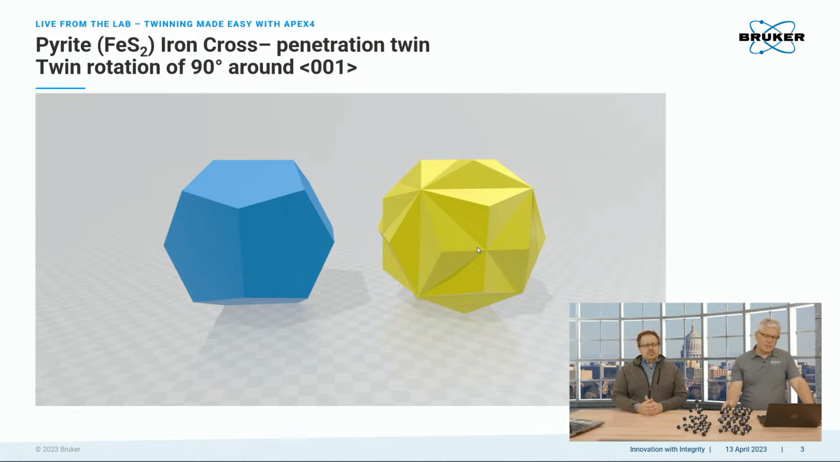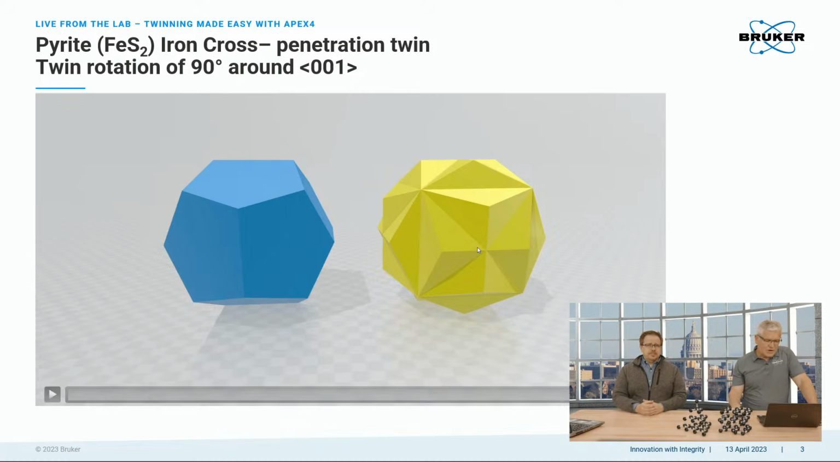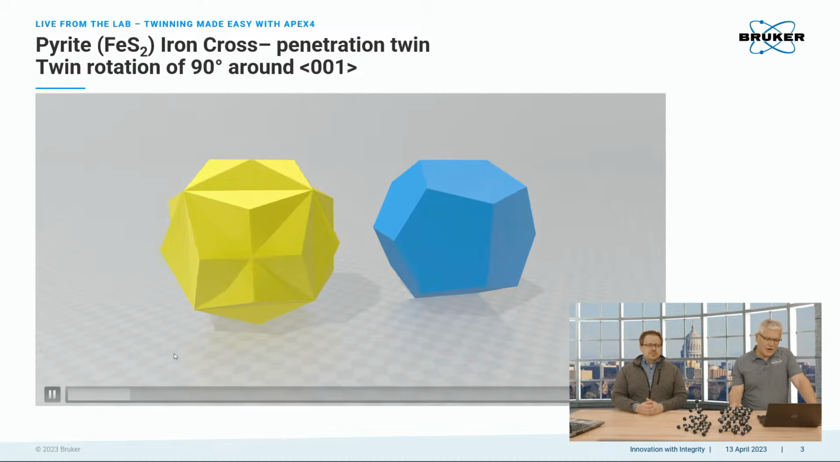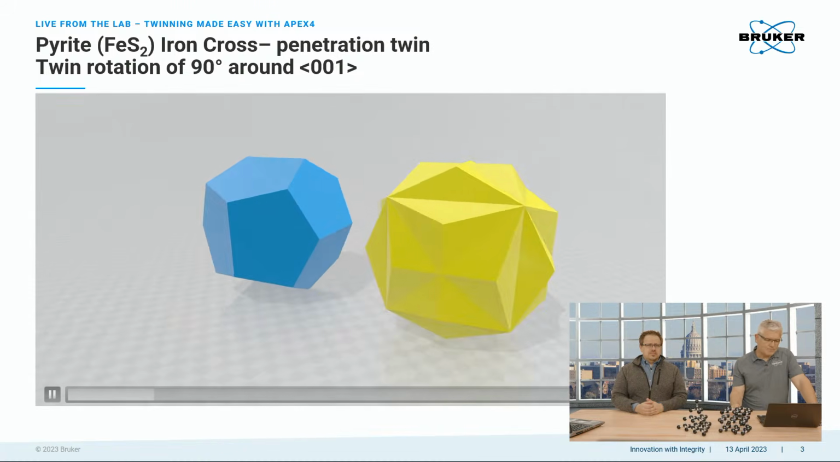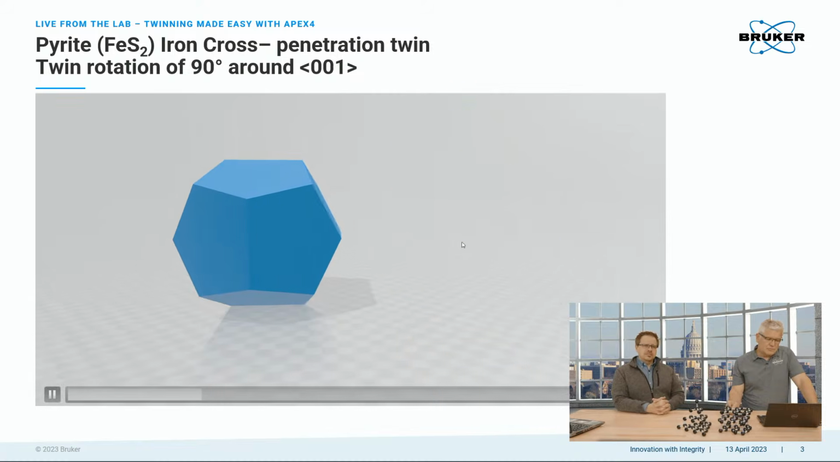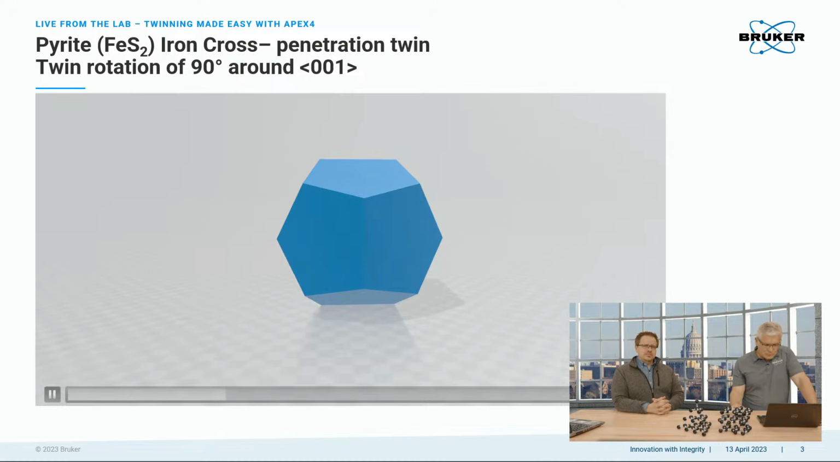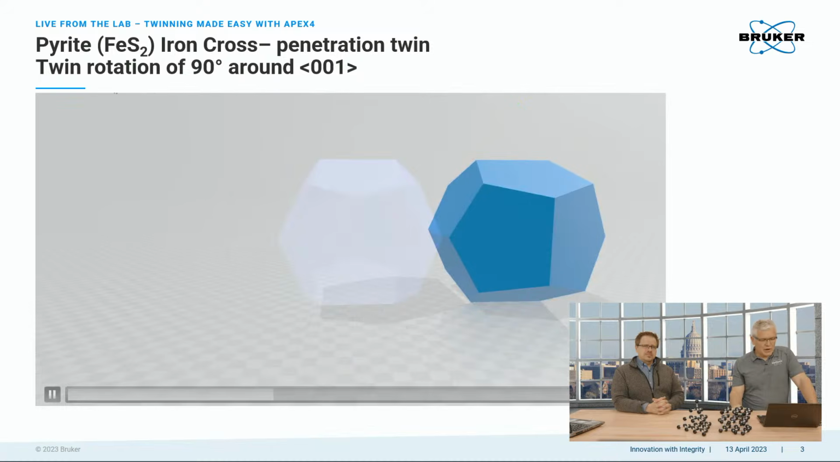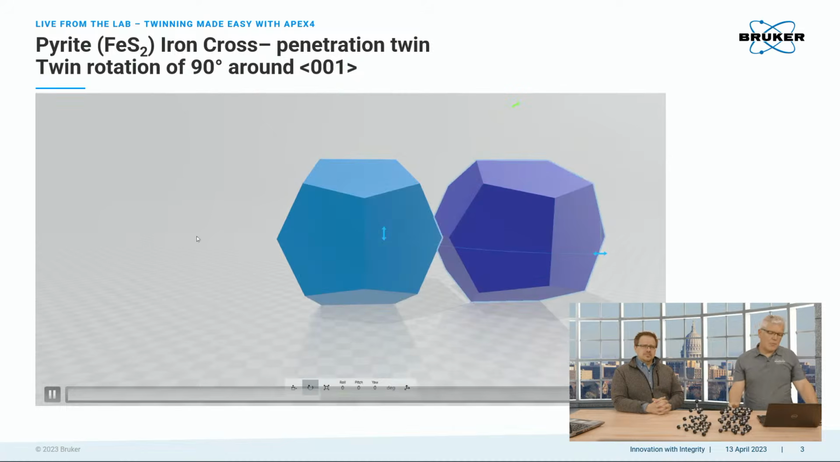I have one other example, and this is maybe my favorite twin. You can look these up. It's pyrite, and it's called the iron cross. So pyrite often crystallizes in this blue shape. It's a pyritohedron, a subclass of a dodecahedron. It has these irregular pentagons as faces. And in this case, the twin is a rotation around 001, which is a plane that goes through one of these edges here. And so I created a second part, a second domain.